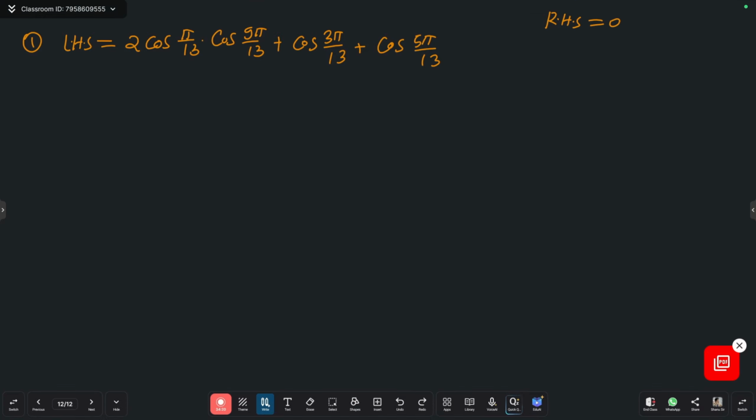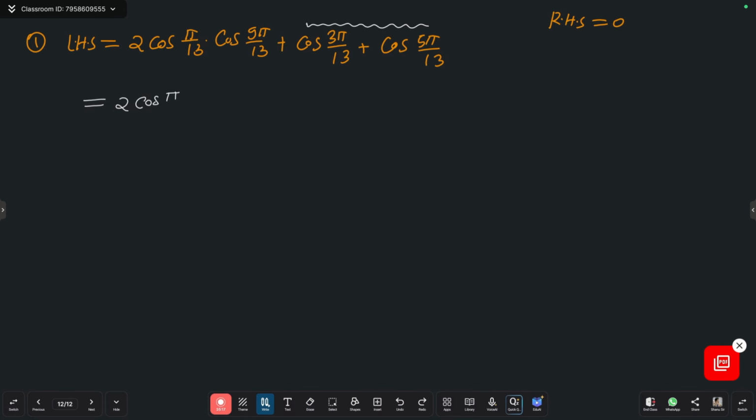You should prove this is 0. How to prove? Whatever formulae I have given you until now, here you can apply them to these last two terms, cos c plus cos d. So you can go with that, cos c plus cos d. What is cos c plus cos d? This first term stays as it is, 2 cos pi by 13 cos 9 pi by 13.